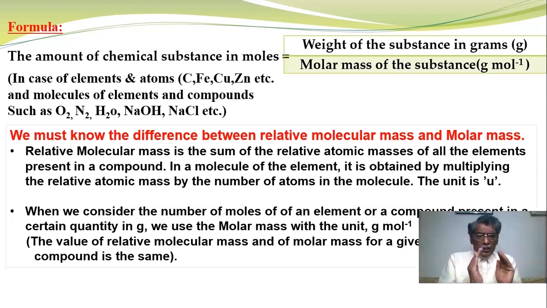Now, we must know the difference between relative molecular mass and molar mass. Relative molecular mass is the sum of the relative atomic masses of all the elements present in a compound. In a molecule of the element, it is obtained by multiplying the relative atomic mass by the number of atoms in the molecule. The unit is U. When we consider the number of moles of an element or a compound present in certain quantity in grams, we use the molar mass with the unit grams mole inverse.